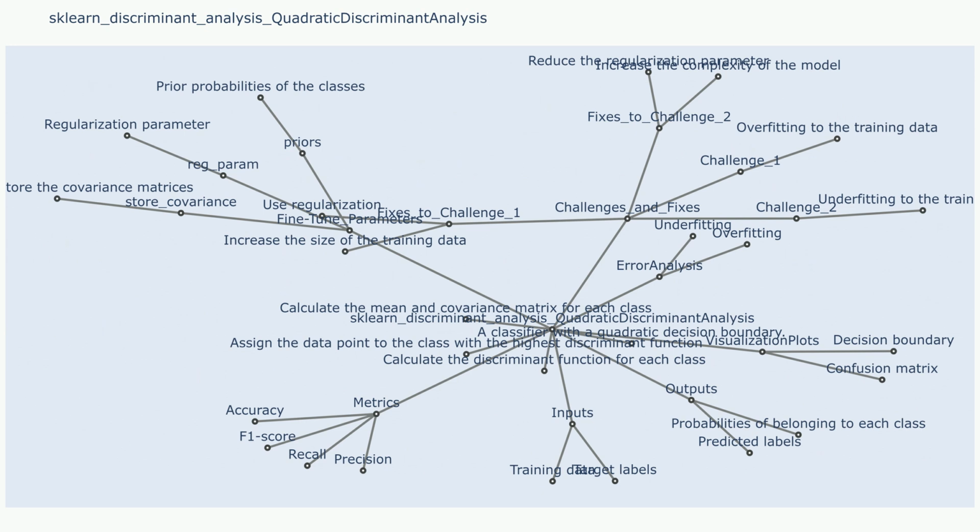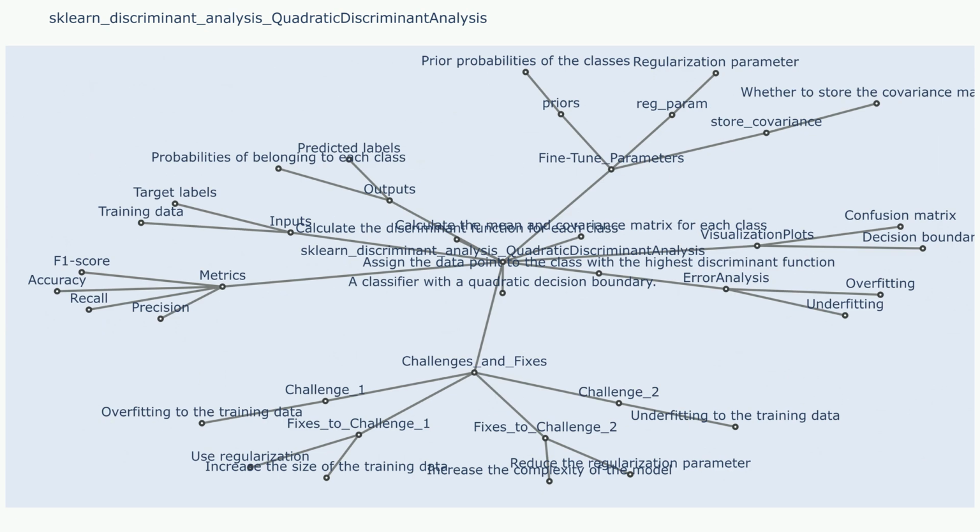Visualization plots: Decision boundary: a plot that shows the decision boundary separating the different classes. This can help to visualize the model's predictions. Scatter plots: scatter plots can be used to visualize the distribution of the data within each class and to identify outliers.